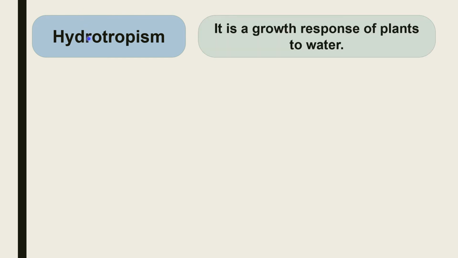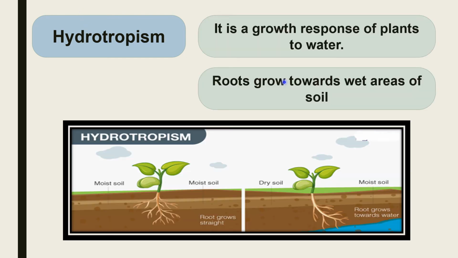So hydrotropism. Hydrotropism is a growth response of plants to water. Roots grow towards wet areas of soil. As you may see, this is a regular root. Roots go straight. But this one is dry soil. If we have dry soil here, it has no water. Therefore, the root system of a plant will search for the water, and roots grow towards the water. So, shimishi is just slime, sometimes in the pond.